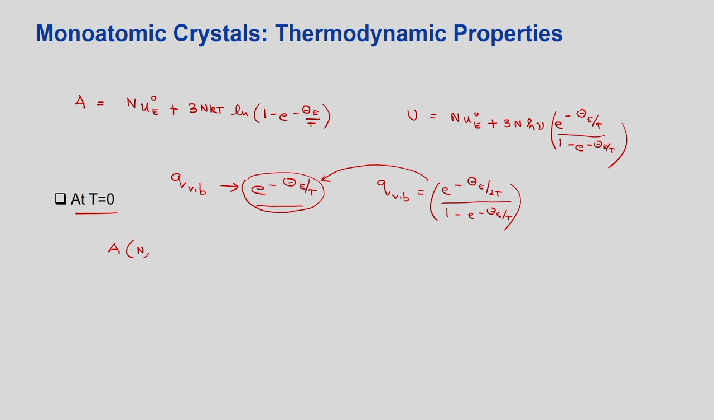A equals A when N, V and T approach 0 will be nothing but, if you see from this expression, N u. It will simply be equal to N u plus 3 N h nu e by 2. So, it will approach this N u e 0, which is clear because from equation A, if you just put T approaching 0, this entire term actually disappears. So, what you have is N into u e 0. So, u e 0 is equal to u plus this h nu e by 2. So, that is all we have written.